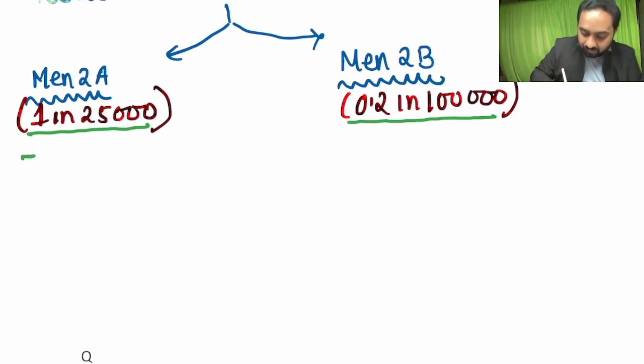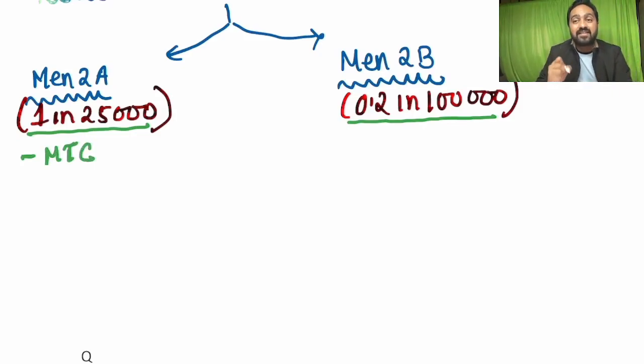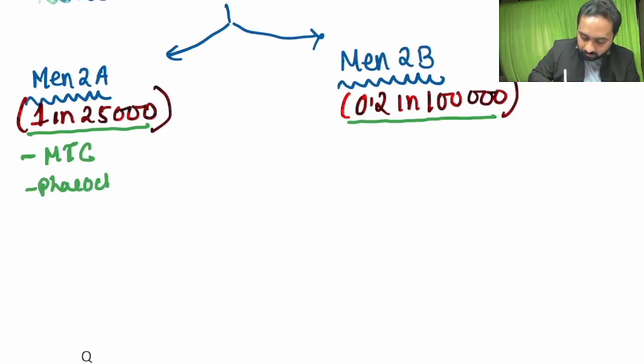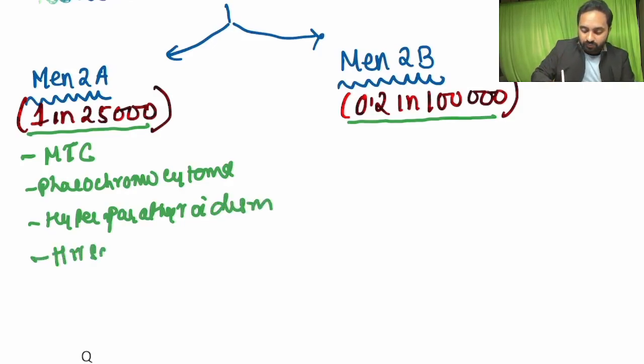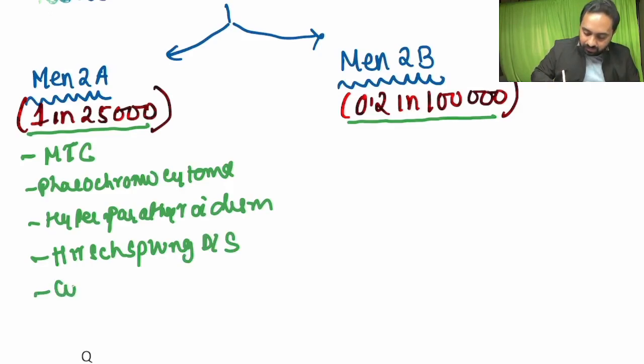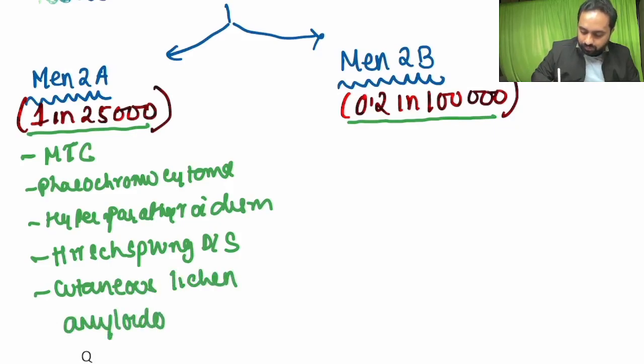So in MEN2A, we have MTC, which is medullary thyroid carcinoma. Then we have pheochromocytoma. Then hyperparathyroidism. Other conditions over here include Hirschsprung disease, right? Then cutaneous lichen amyloidosis. So in MEN2A, we have medullary thyroid carcinoma, pheochromocytoma, hyperparathyroidism, Hirschsprung disease, and cutaneous lichen amyloidosis, right?